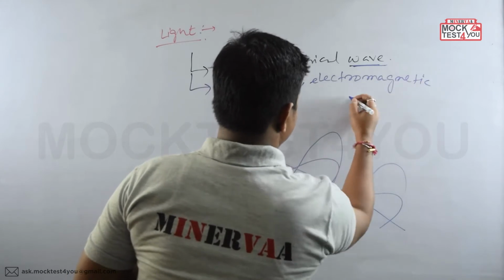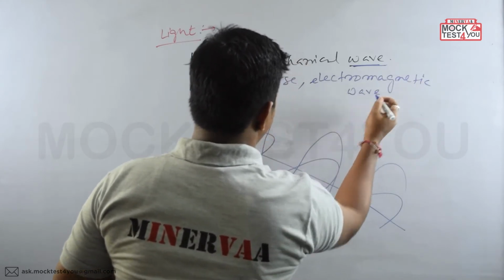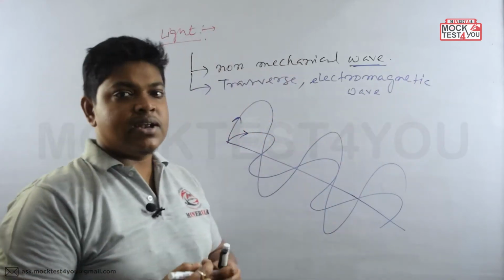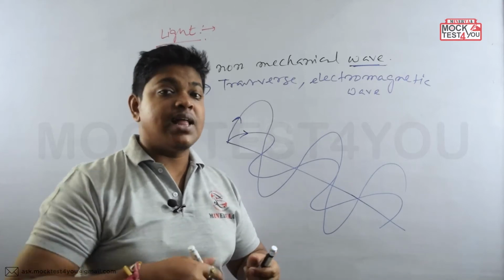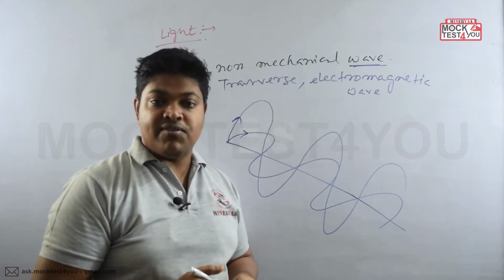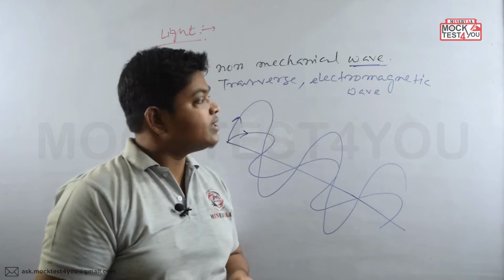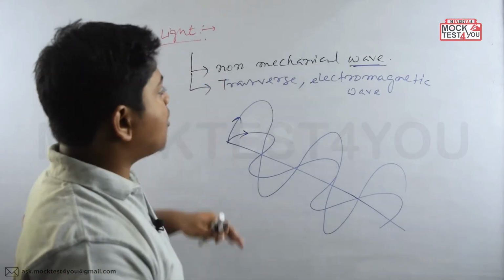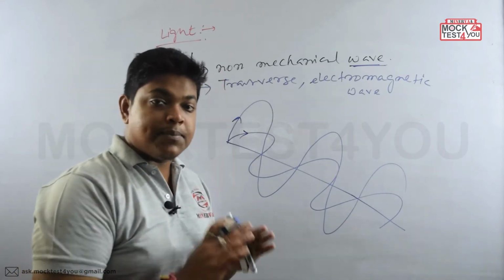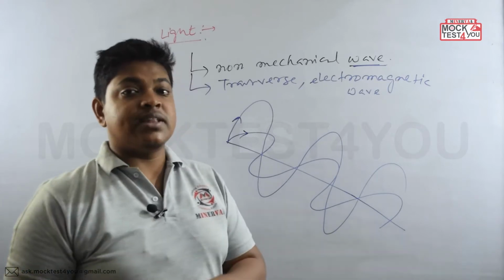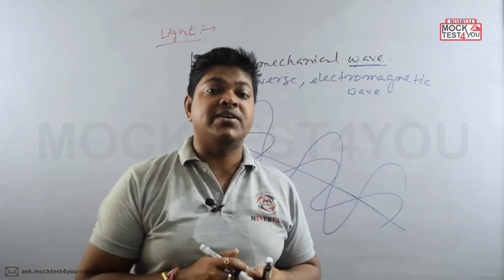right? Electromagnetic wave means it can be deviated with the help of an electric field as well as a magnetic field, right? So these two properties we are able to draw up to that point. After that, what can I say? That it has a wavelength.